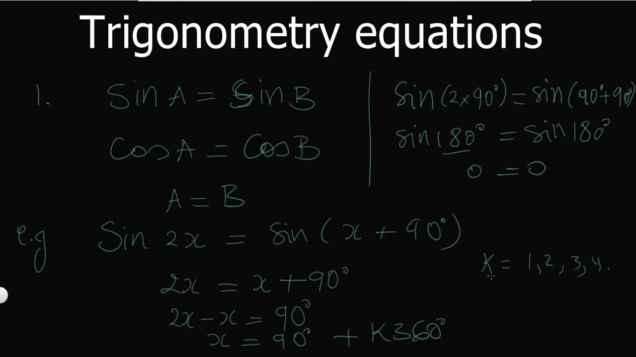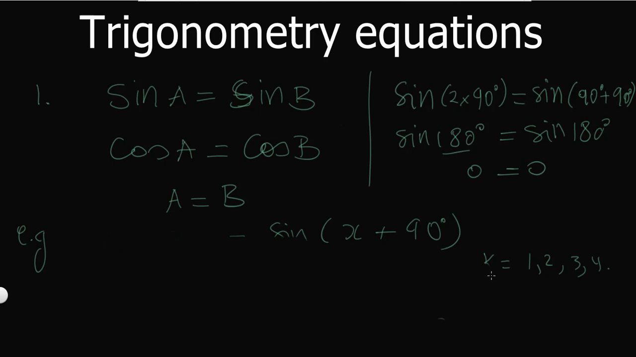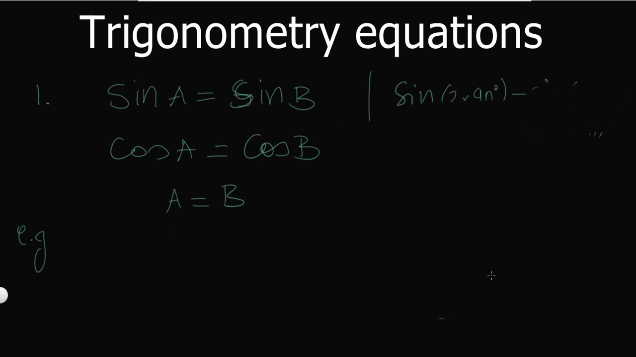Alright, now let's move to the next example. I want to show you another example. Sometimes you have cos of 2x, for example, equal to sine of x. Alright, we have these two. How do you solve this?